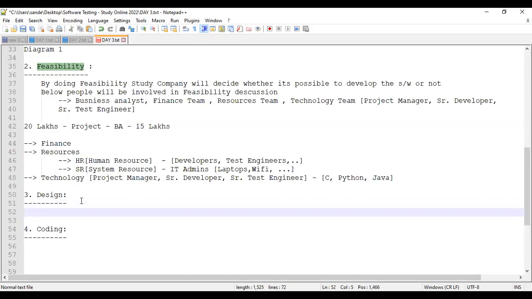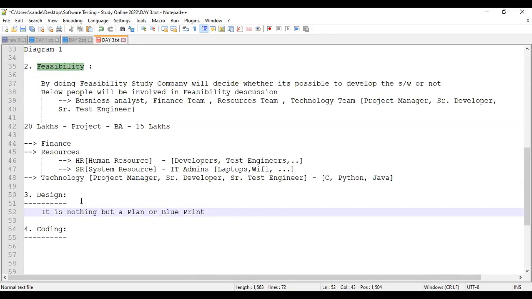Okay, when it comes to design, it's pretty simple. I can just tell like this. Sir, what is design, sir? It is nothing but a plan or a blueprint. Design is nothing but a plan or blueprint.